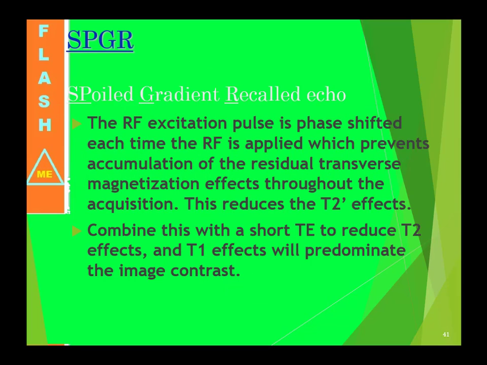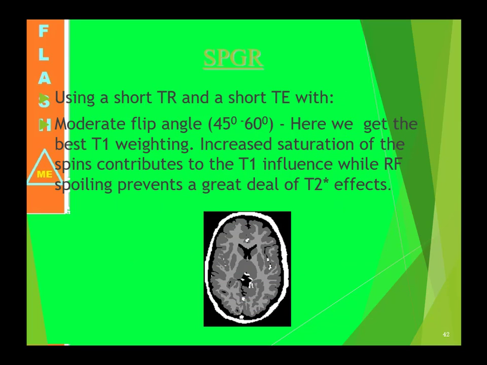SPGR, spoiled gradient recalled echo. The RF excitation pulse is phase shifted each time the RF is applied, which prevents accumulation of the residual transverse magnetization effects throughout the acquisition. This reduces the T2 effects. Combine this with a short TE to reduce T2 effects, and T1 effects will predominate the image contrast.